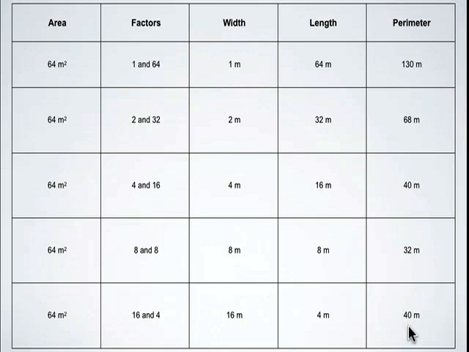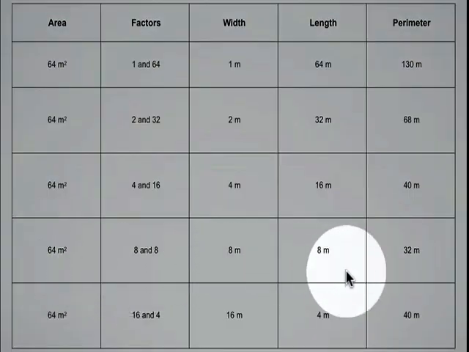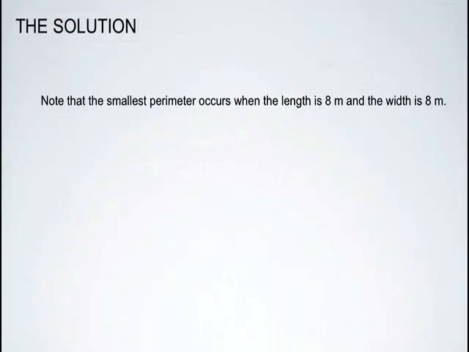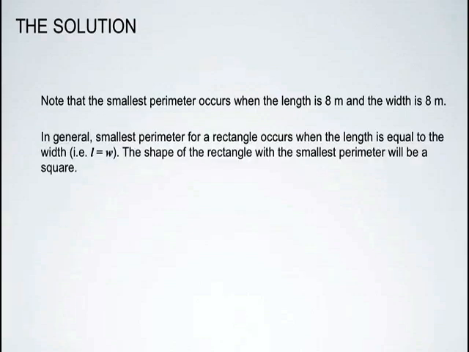What we needed to look at is the possibility or the dimensions that gave us the smallest perimeter for a fixed area of 64. And you may have a look here in this row. When the length and the width were both 8 meters, that's our lowest value here for perimeter. Gave us 32 meters. So to wrap up our solution, we noticed that the smallest perimeter occurred when the length was 8 and the width was 8.